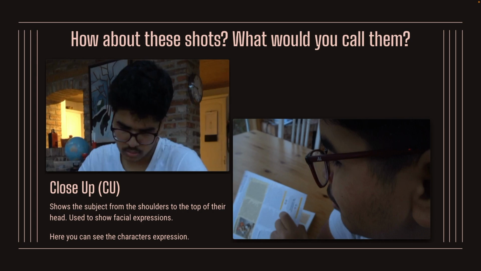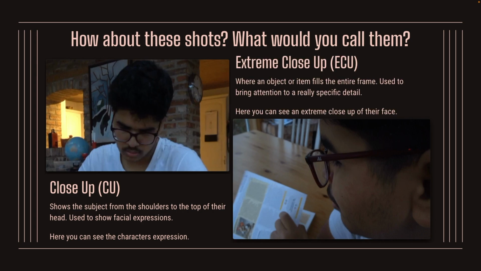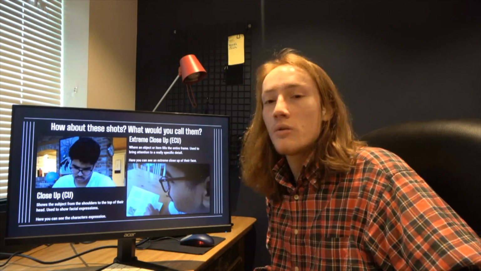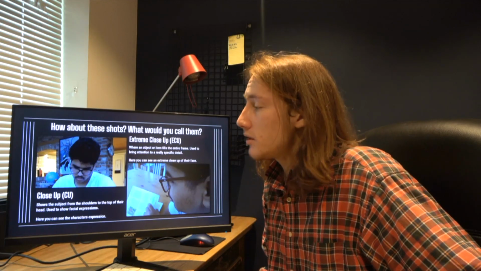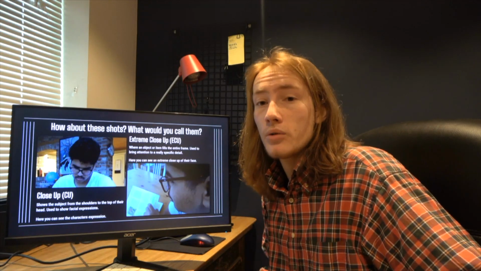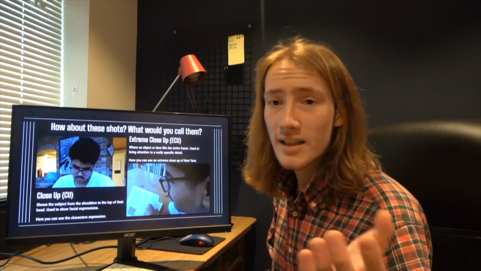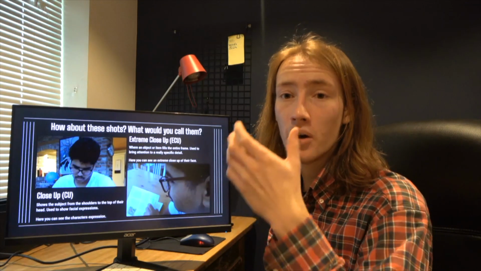Now, what's even closer than a close-up? Well, it's an extreme close-up, where an object or item fills the entire frame, used to bring attention to a really specific detail. Here you can see an extreme close-up on their face. Now here, this close-up could have been even closer, but it is still quite a good example of an extreme close-up, and normally the most common example of extreme close-ups is a person's eyes.